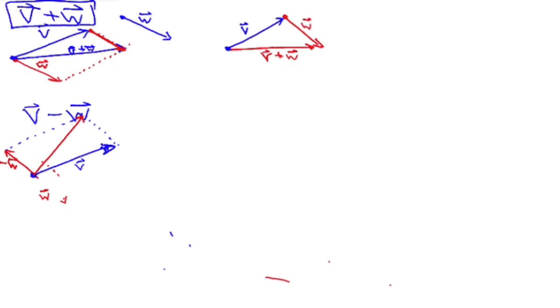There is one more way, and I'm trying to think of what it is. Right now it's not coming to me. Sad. Well, let's do it that way though. So you plot your v, you plot your negative w, which would be here, and then your solution would be, let me do it in a different color, this vector. And this would be v minus w.